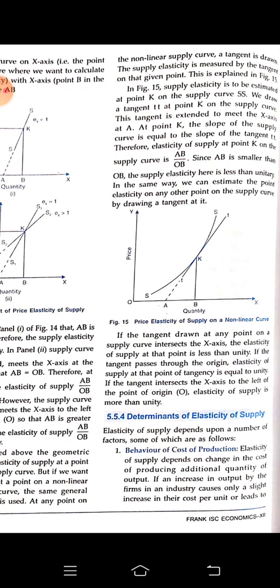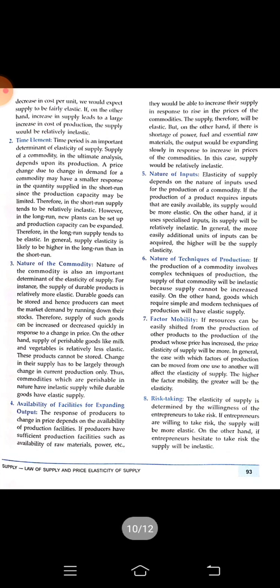Nature of the commodity. Nature means whether it's durable or perishable. If it is durable, then the supply is elastic, because they can keep it in stock for a longer period, and as they will get a higher price, they can sell it. But if it is perishable, then the nature of the supply is inelastic, because it cannot be stored for a longer period of time.